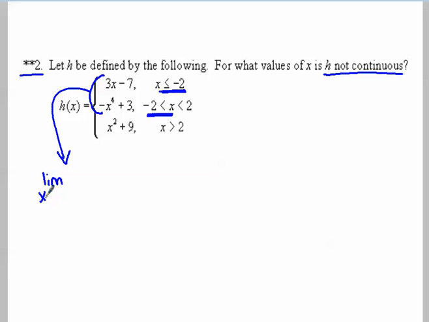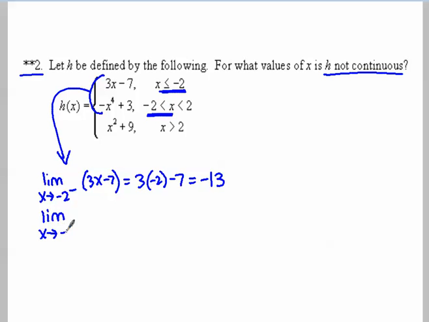So the limit as x approaches -2 from the left. From the left would be this part where x is less than -2. So that's going to be using 3x minus 7. I use direct substitution, plug in -2, and I get -13. Let's check it out from the right when x is greater than -2. So I do the limit as x approaches -2 from the right. That's going to be for negative x to the 4th plus 3.